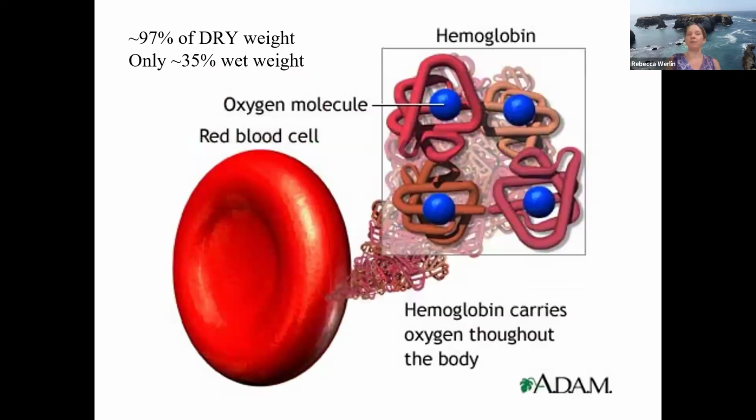Now, when we're talking about red blood cells, the vast majority of their structure is simply hemoglobin for carrying oxygen around in our bodies.